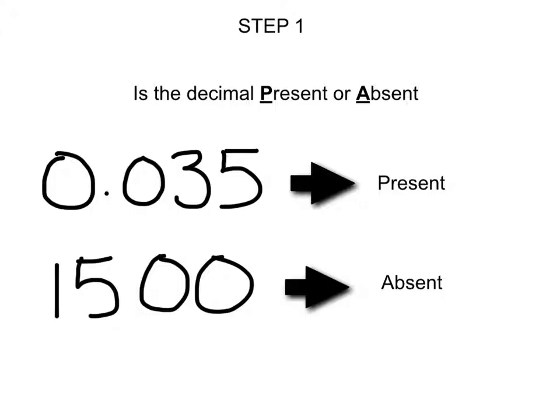The first step in the Atlantic-Pacific method is determining if the decimal place is present or absent. Now, in this first example, the decimal point is present. You can see it right here in between the two zeros. In the second example, the decimal place is absent. Even though we know it should be here after this zero, you don't physically see it, so we say that it's absent.